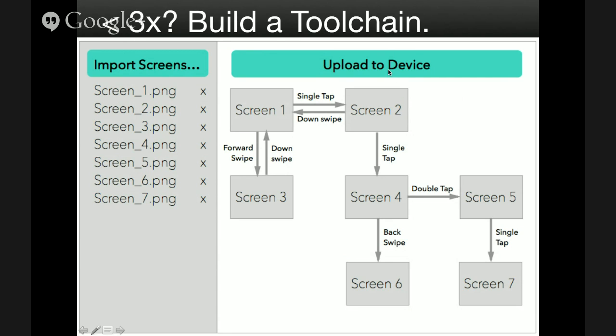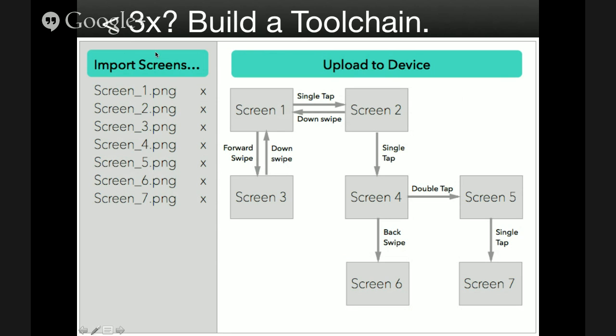And then once you've laid this out, you can click upload to device, and it will pump it out to our most up-to-date version of the Google Glass hardware at that time. And as soon as you have that, you basically have these screens. You single tap, it moves to screen 2. You single tap again, it moves to a different screen, and so on. So you're getting exactly the feel of what the navigation would be like.